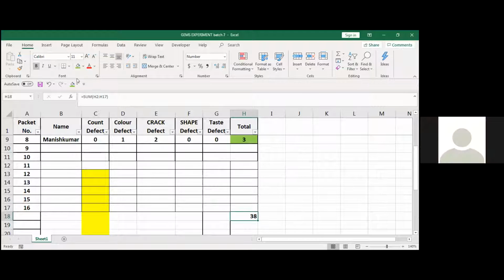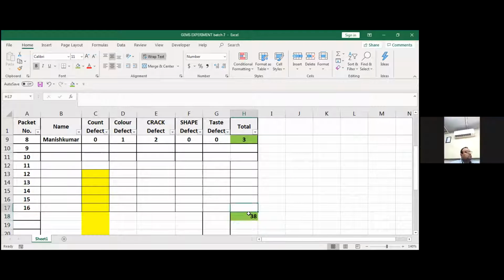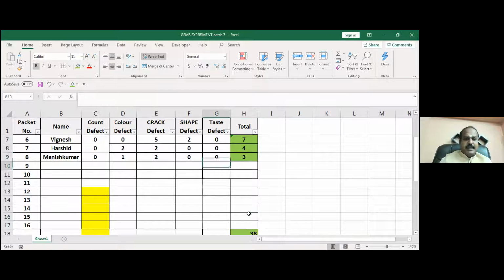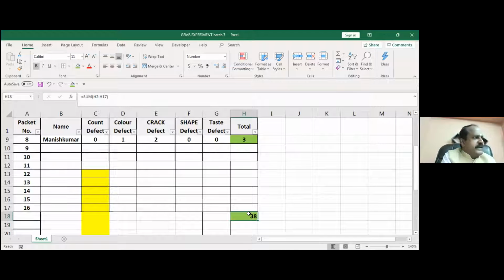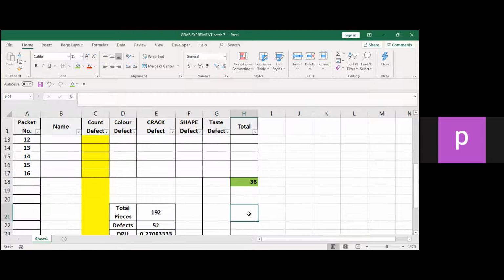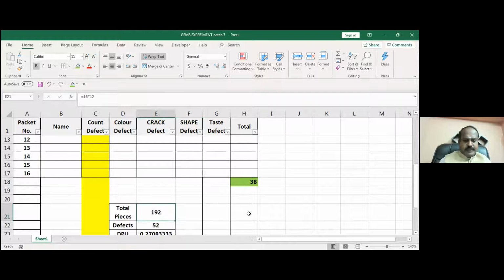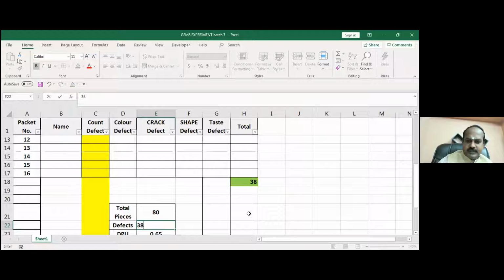It is 38. Very good. 38 defects observed. Now, how many packets we opened? There are 8 people who opened the packet, right? So that means 80 gems you have inspected. How many gems you inspected? 80. After inspecting 80 gems chocolate, you reported 38 defects. So total pieces 80, and number of defects reported 38.